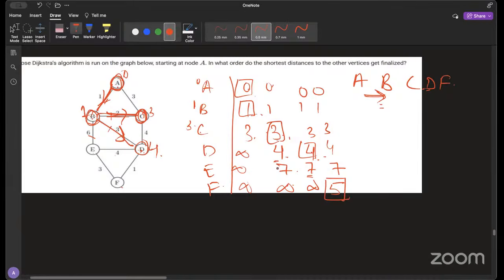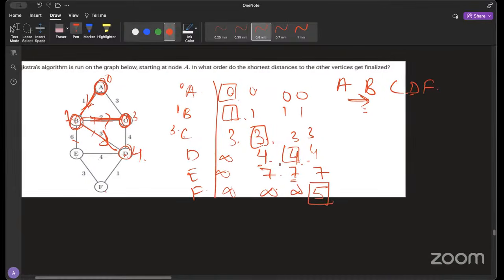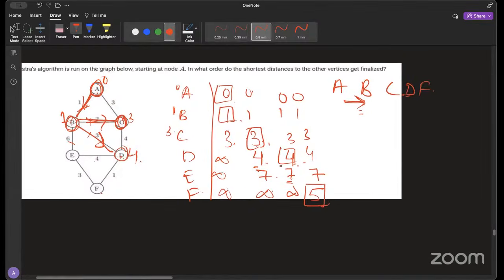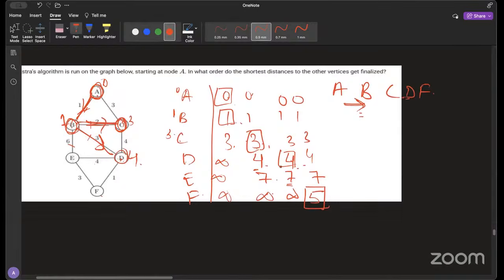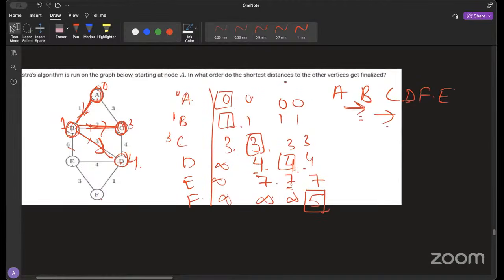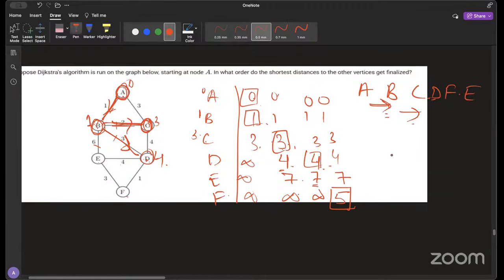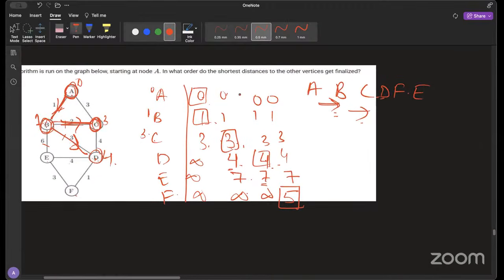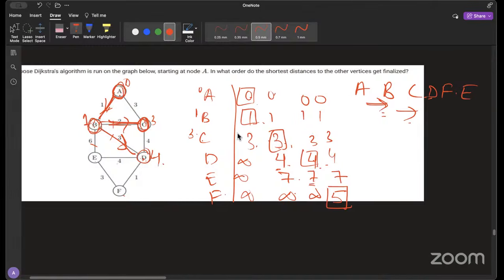And obviously the next one is going to be the one that's left. Options A, B, C, D, F, E. That's the correct answer. So if you've been asked to find the order, this is what you have to do.